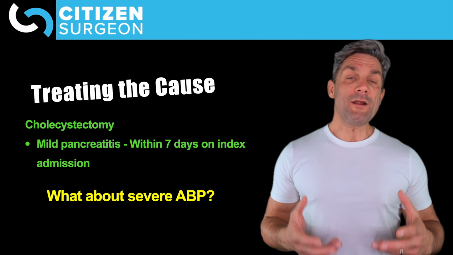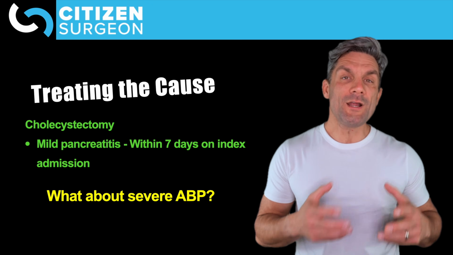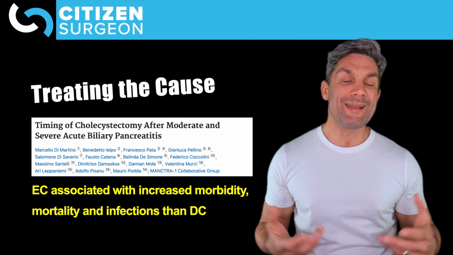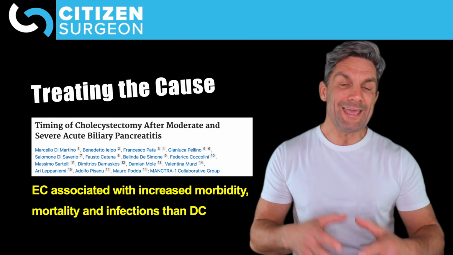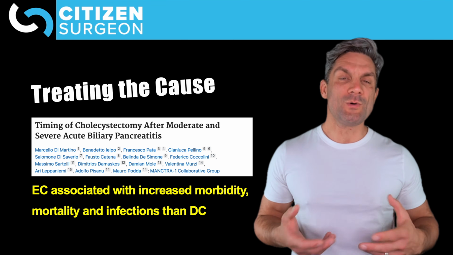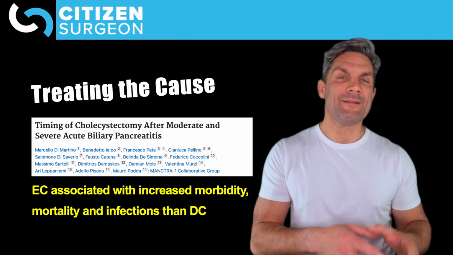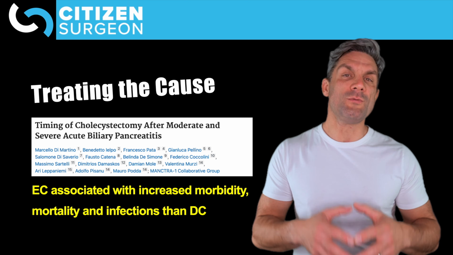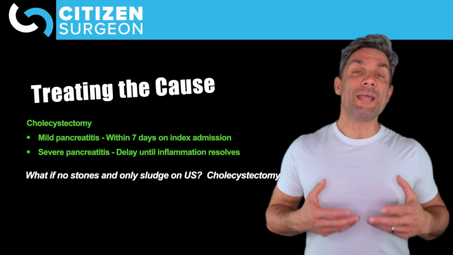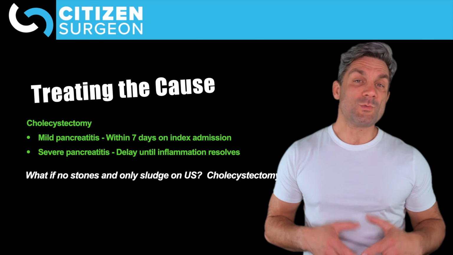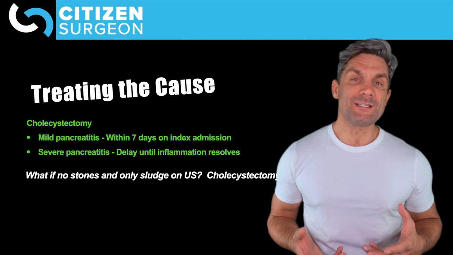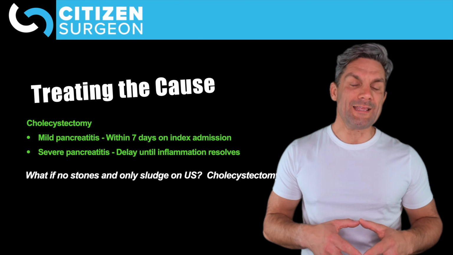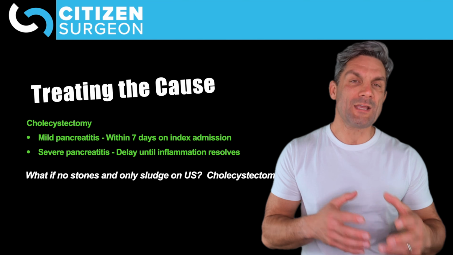Now, what about severe acute pancreatitis? Well, in severe acute pancreatitis, early cholecystectomy is actually shown to have increased morbidity and mortality compared to delayed cholecystectomy. So when do we do a cholecystectomy here? We do that after inflammation resolves, and that may be 4 to 6 weeks after that severe acute pancreatitis episode. Now, like I said earlier, what if you don't have stones? What if you just have sludge? Well, even if you have sludge, the recommendations are to perform a cholecystectomy if indeed gallstones or sludge are the cause of that acute pancreatitis.